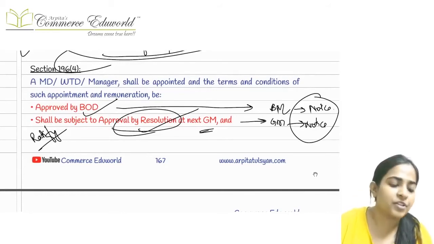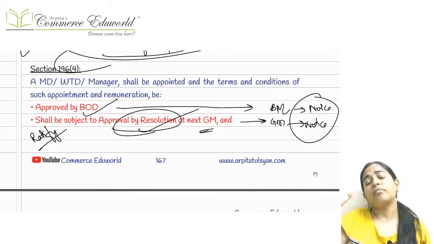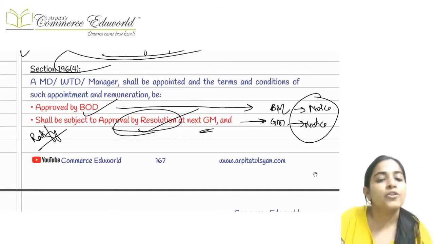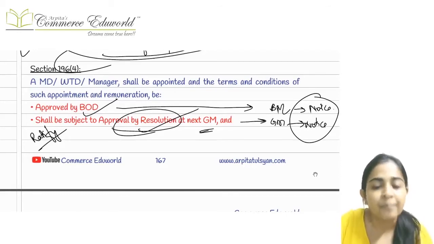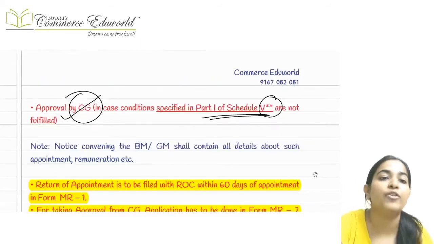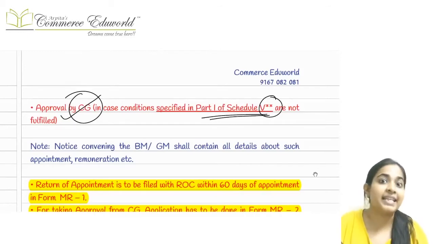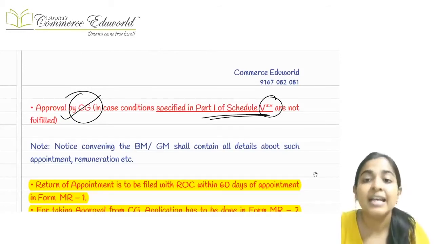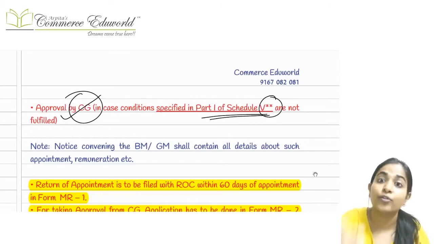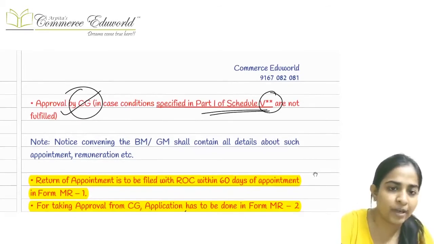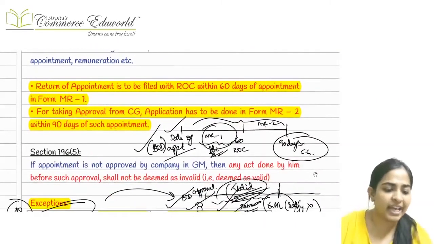Okay, suppose these disqualifications are not attracted, which means he is qualified for being appointed. So in that case, first you'll have to take the board's approval, then you'll have to get it ratified by the shareholders in the immediate next general meeting, and in some cases we are required to take the approval of the central government. Okay, we are going to study those cases also. One case we have already studied, that is the age of 70 years, and 3 more cases we are going to study where we are supposed to take the approval of the central government. Only then can that particular person be appointed.